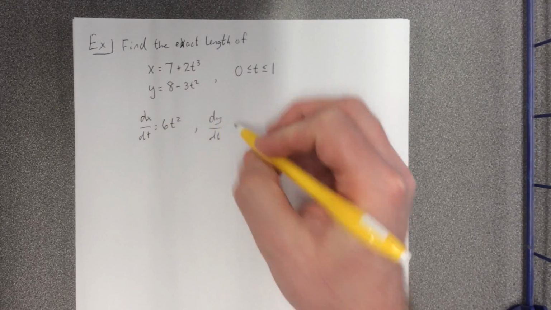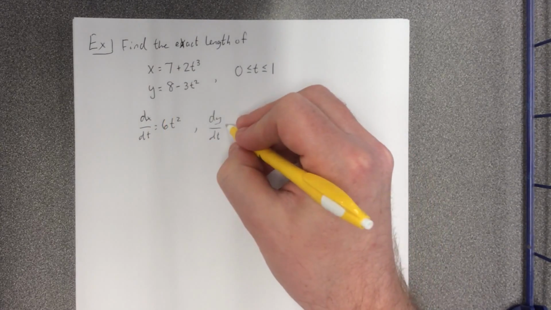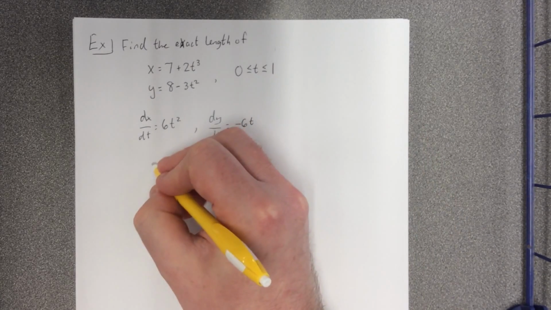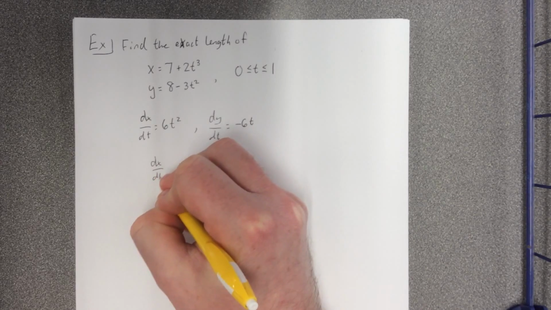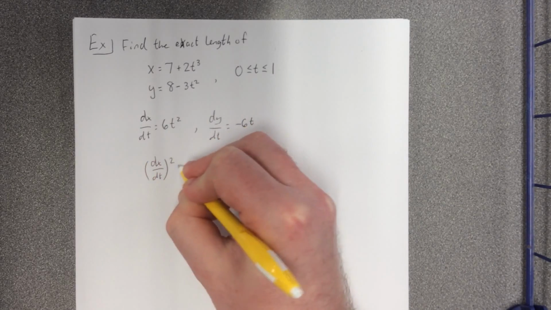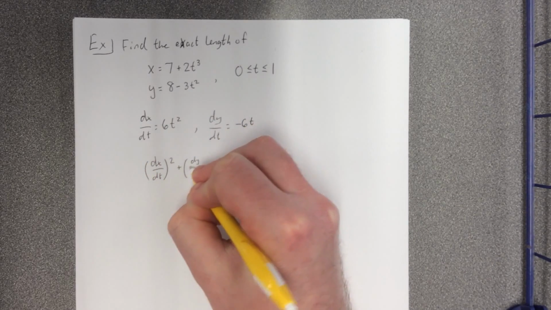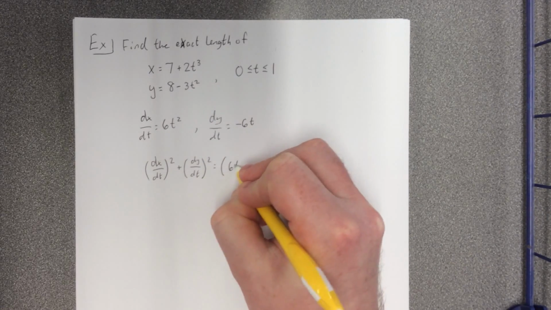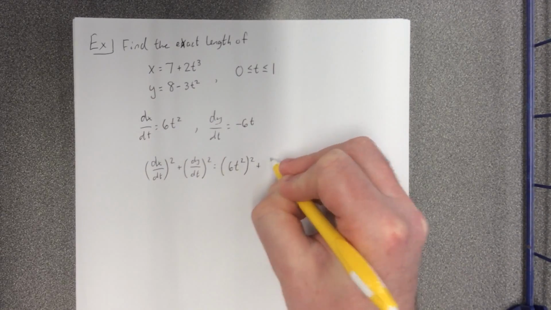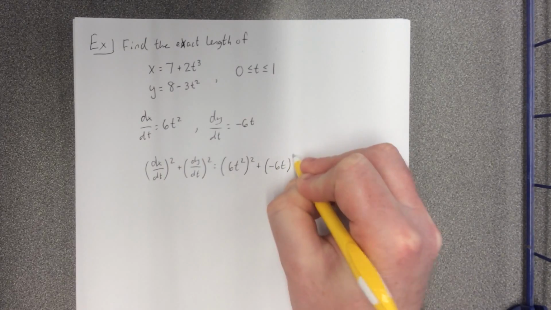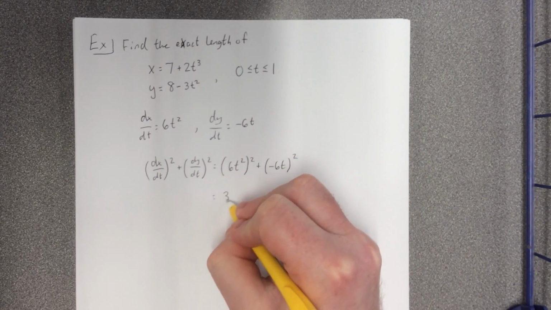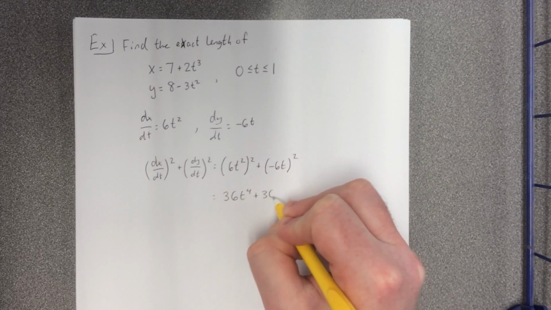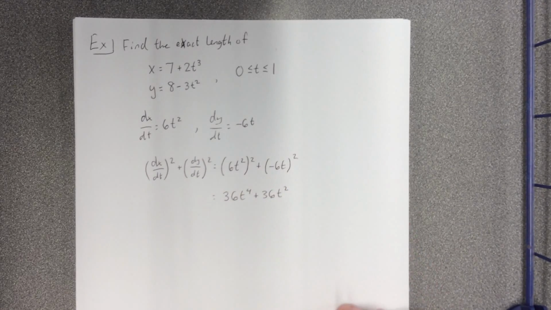Additionally, the derivative of y with respect to t, 8 goes to 0, and negative 3t squared goes to negative 6t. So next thing we'll do is square each of these and add them together. All that I'm doing is setting up my integrand before I actually evaluate it. So this will be 6t squared plus negative 6t squared. Squaring each of these gives me 36t to the fourth plus 36t squared.